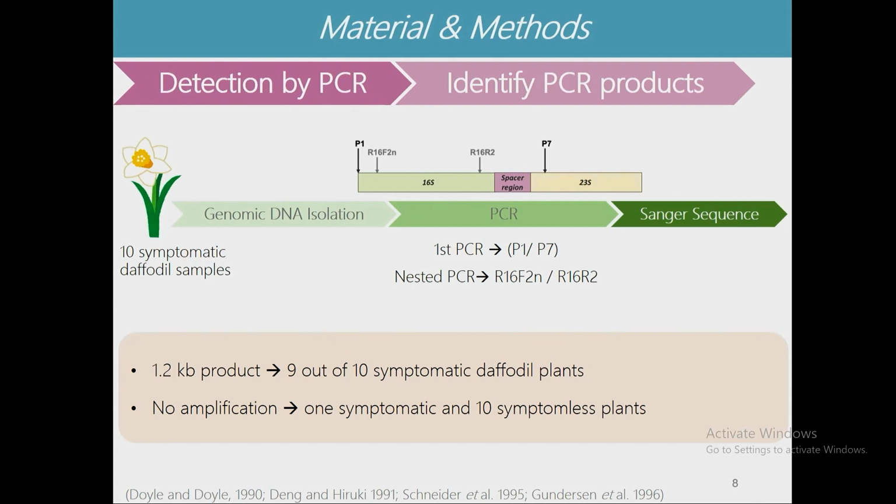The material and method is classical, as everybody explained: detection by PCR using P1/P7 primers, followed by a nested PCR with F2/R2. And then we received a 1.2 kilobase product. We got 10 symptomatic daffodil samples, and 9 of them produced the product, and no amplification was detected in 1 symptomatic sample and the 10 symptomless control group.